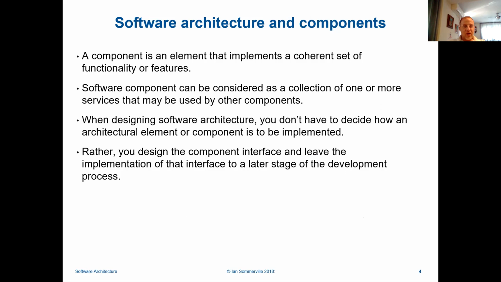You don't have to decide how an architectural element or component is to be implemented. In other words, you can just define what components I'm going to need. I'm going to need something that does sorting. I'm not going to define exactly if it's bubble sort or quick sort. Rather, you design the component interface and leave the implementation of that interface to a later stage of the development process. In other words, as the architect, you can just design what components you want, and then you can tell a programmer, you go and write the inner workings of this component.